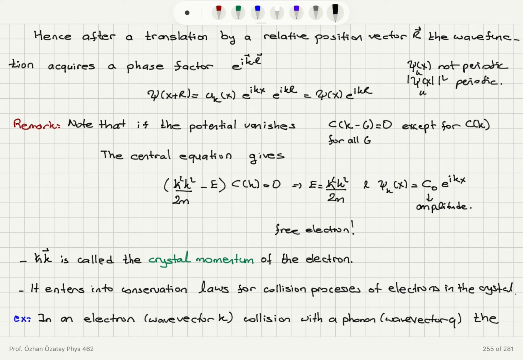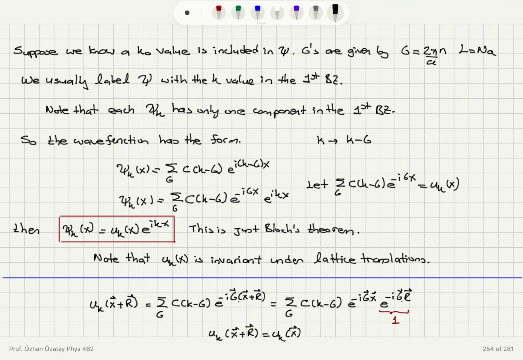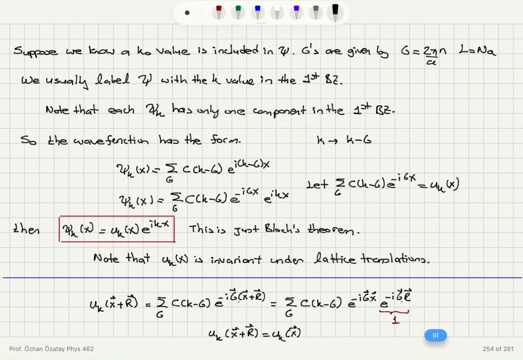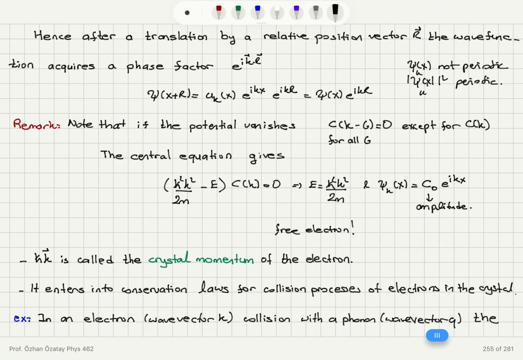There's one more thing here. If the potential vanishes, if all these coefficients C of k minus g are equal to 0 except for C of k, the central equation will become, because if you go back to the central equation, these are all in the form C of k minus g, so I can only have k, but there are no k minus g's or k plus g's, so the potential vanishes. Then I'm left with the equation h bar squared k squared over 2m minus E, times C of k, is equal to 0.